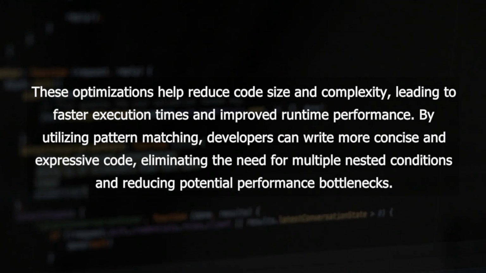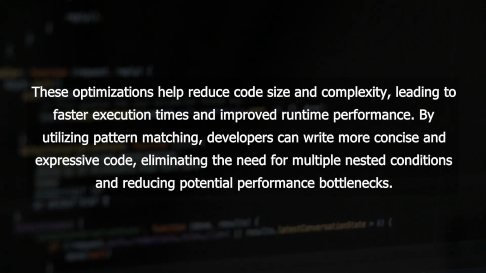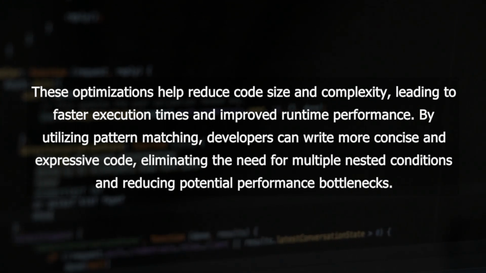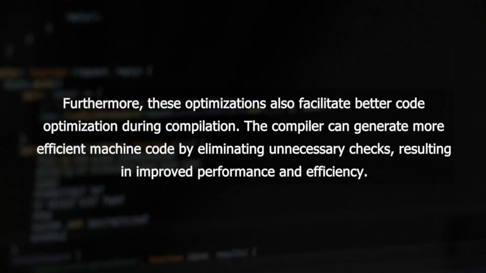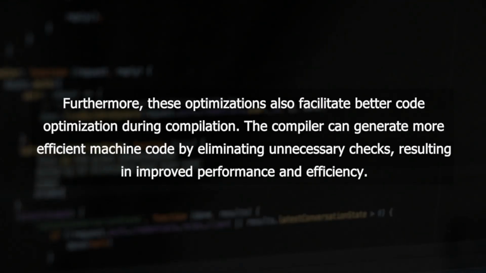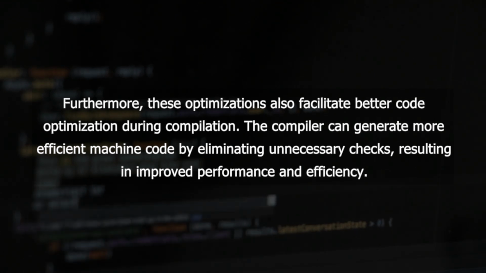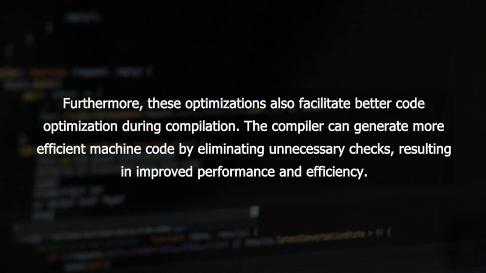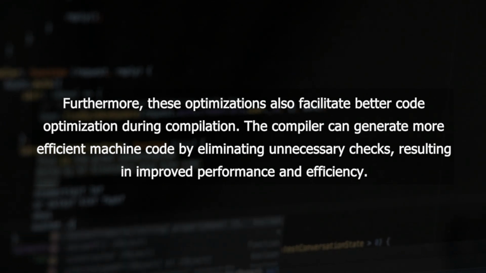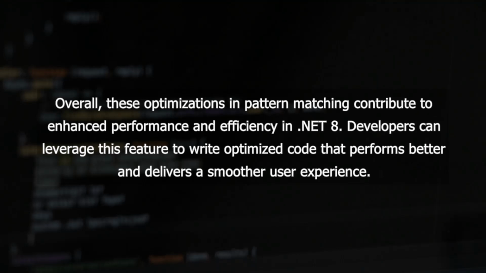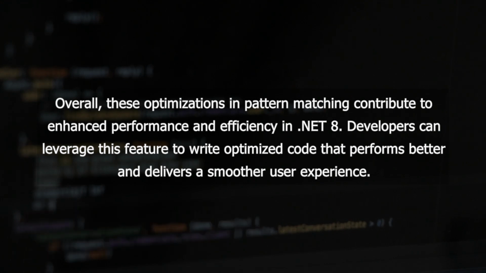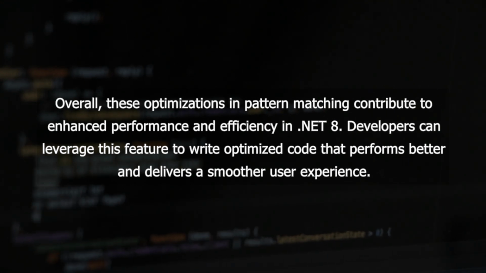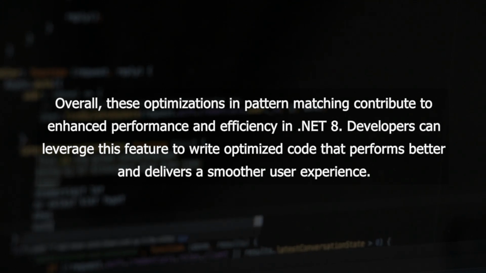By utilizing pattern matching, developers can write more concise and expressive code, eliminating the need for multiple nested conditions and reducing potential performance bottlenecks. Furthermore, these optimizations also facilitate better code optimization during compilation. The compiler can generate more efficient machine code by eliminating unnecessary checks, resulting in improved performance and efficiency. Overall, these optimizations in pattern matching contribute to enhanced performance and efficiency in .NET 8. Developers can leverage this feature to write optimized code that performs better and delivers a smoother user experience.